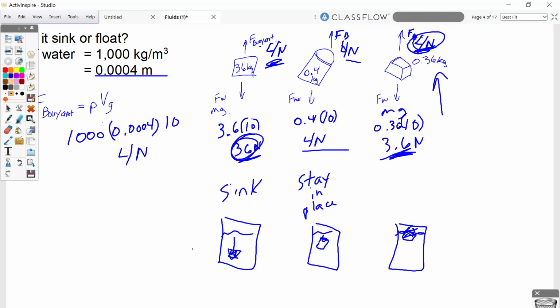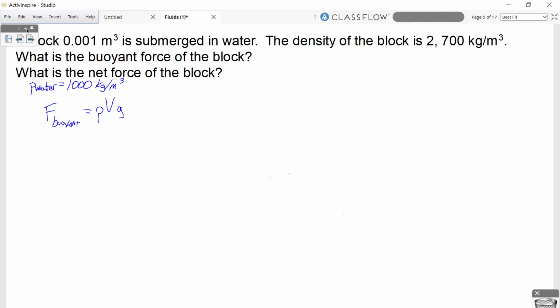So that's what a buoyant force is. It's supposed to push everything up. If it's heavier, it'll sink. If it's equal to it, it'll just float right in the middle. And if it's smaller, then it'll make the object float. So let's do an example here.